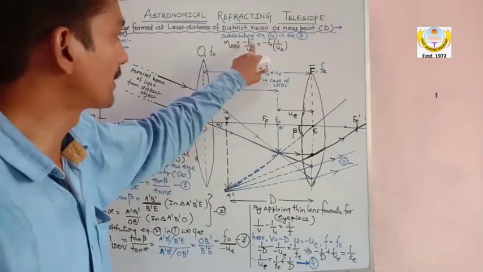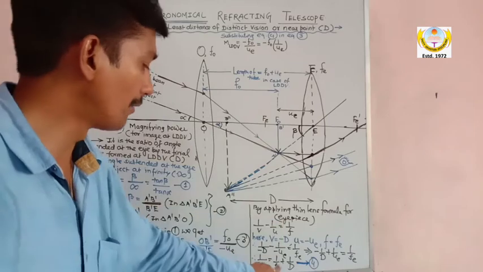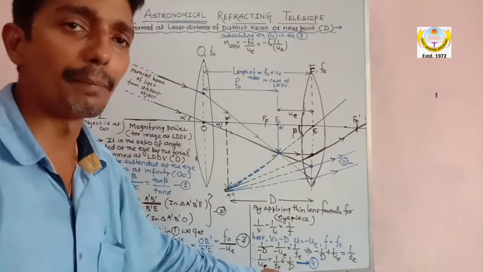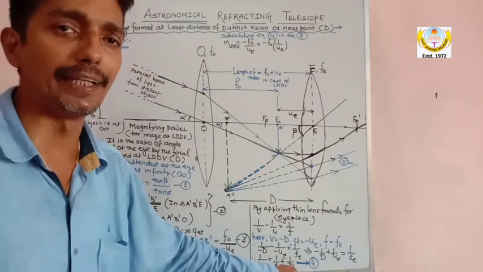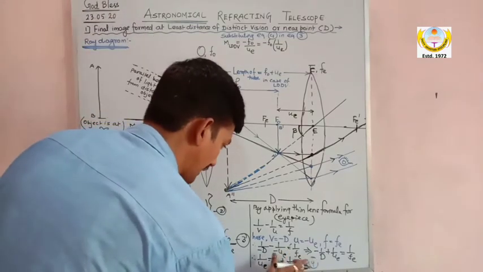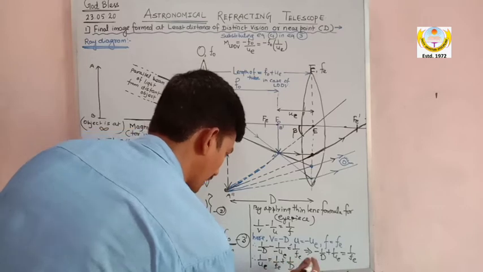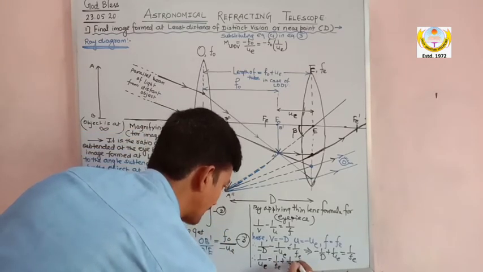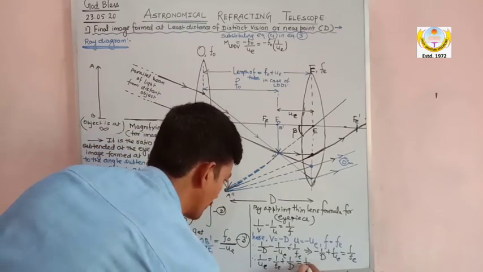So it is minus FO upon UE. Can I split it as minus FO into 1 by UE? And 1 by UE I got as 1 by FE plus 1 by D. This I can write also, children, in one more way: 1 upon FE is taken common.